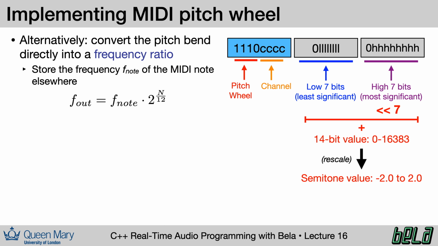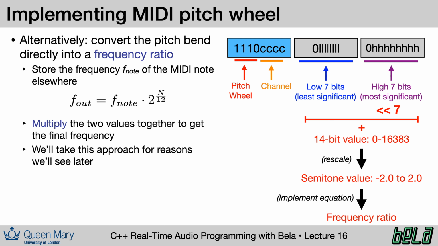That will then give us a frequency in hertz which we can use to set our oscillator. There's another equivalent way of handling the pitch wheel. When we get a pitch wheel message, we can convert its pitch bend directly into a frequency ratio using the formula 2 to the n over 12, where n is the amount of bend in semitones. Then we can store that value, and later, when we need to set the frequency of our oscillator, we can multiply the frequency of the MIDI note, which we have previously calculated, by the frequency ratio that came in from our pitch bend.